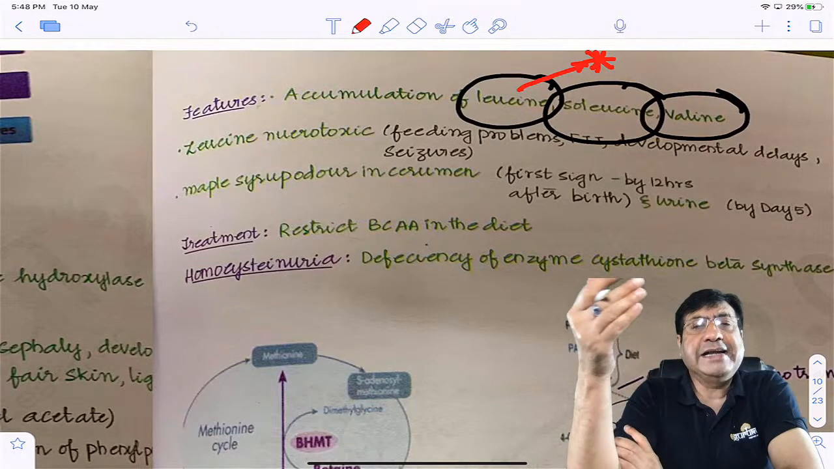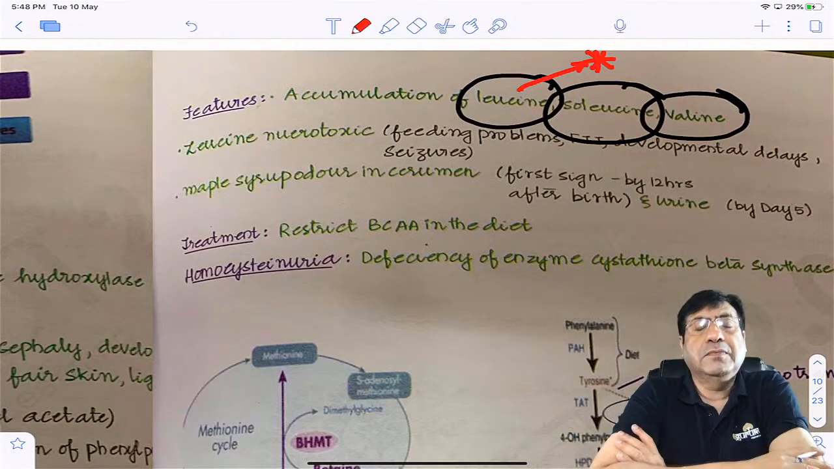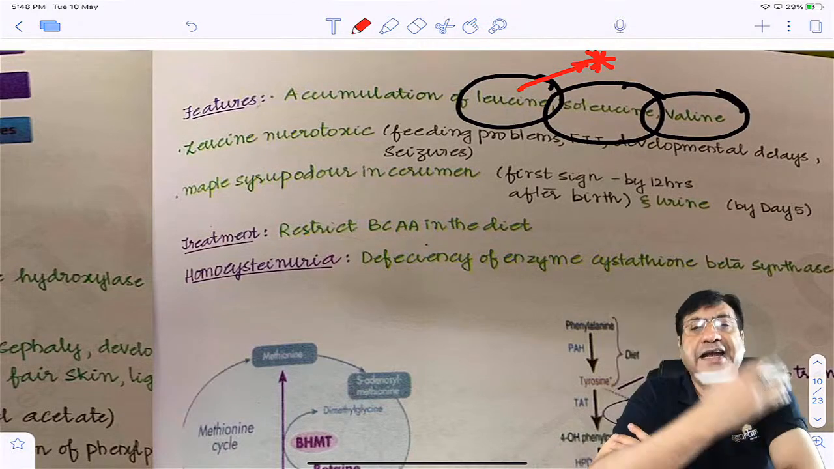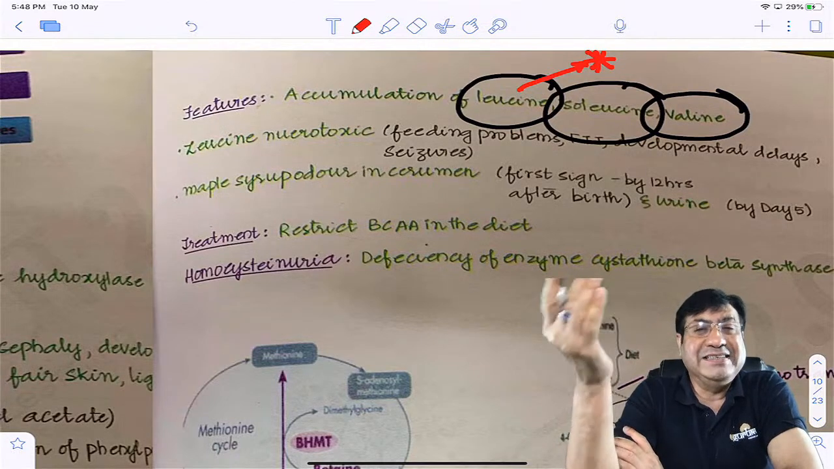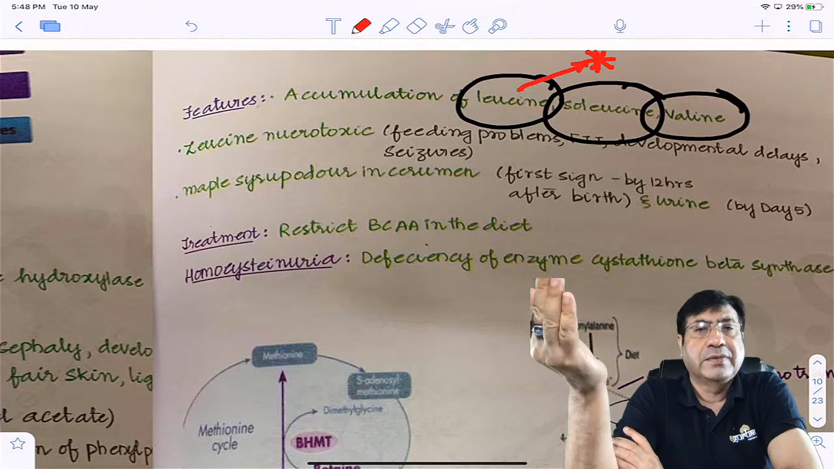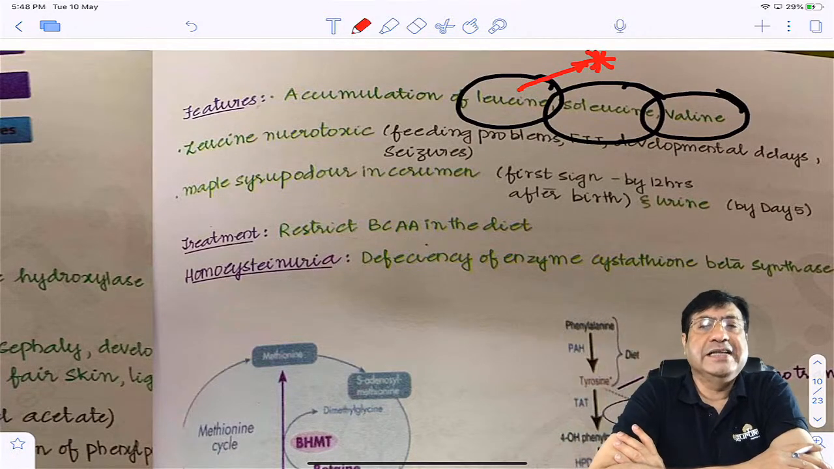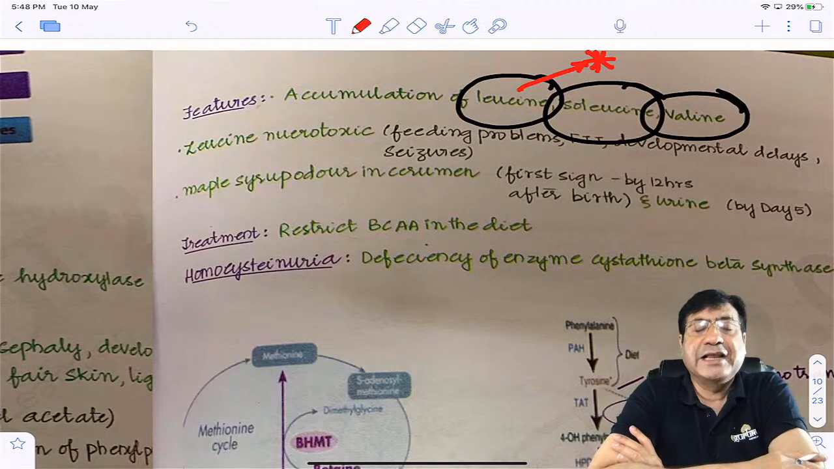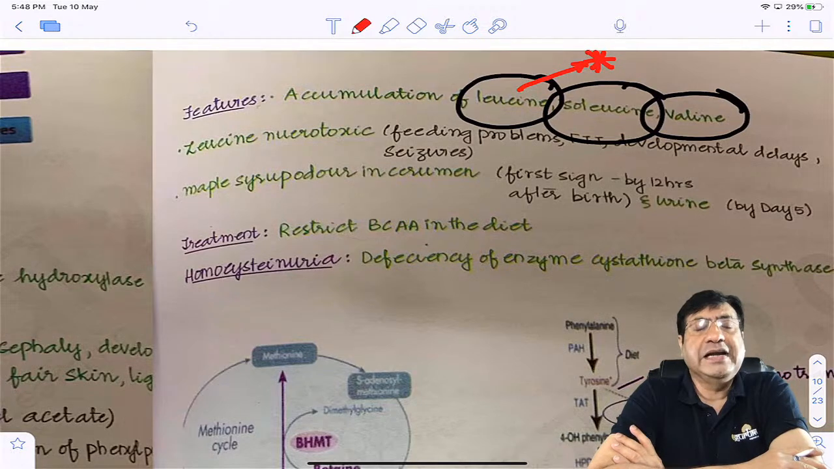So when this metabolite keeps on accumulating, it can lead to various problems in these children starting very early in life. These children have feeding difficulties, neurodevelopmental delays, they often have seizures, and failure to thrive. So that's the primary presentation of maple syrup urine disease. There is this maple syrup odor which first appears in the cerumen in the first 12 hours, and then subsequently appears in the urine.